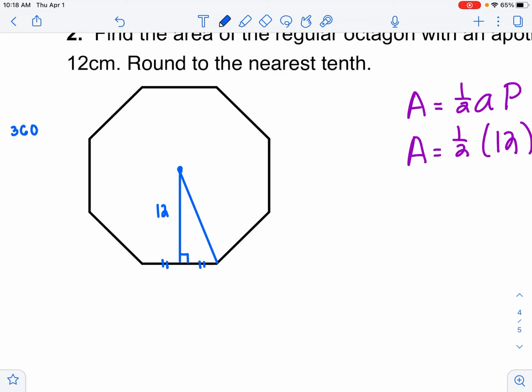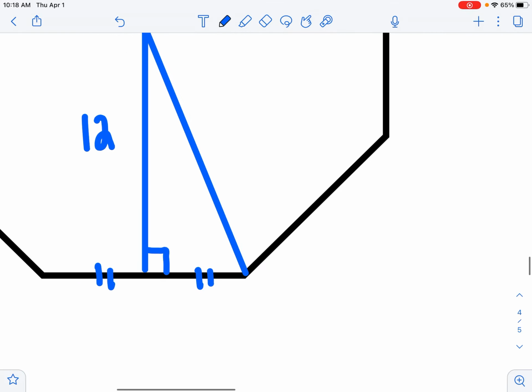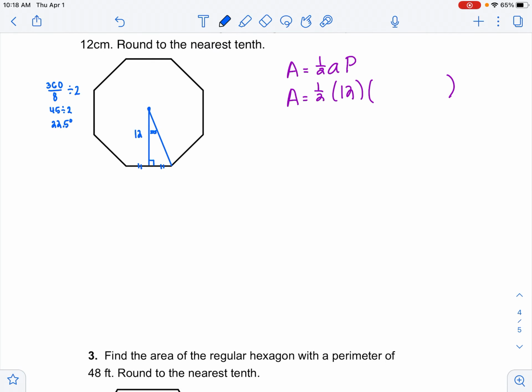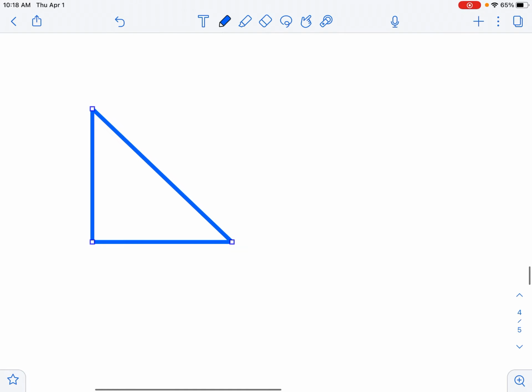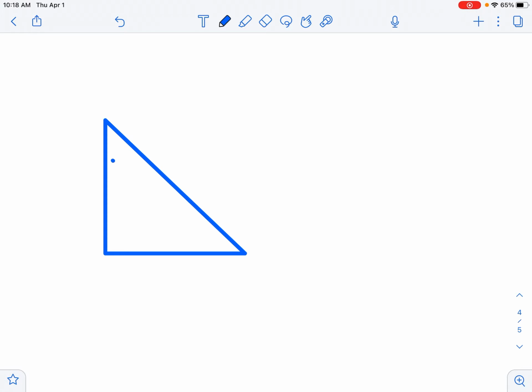I'm going to do 360 divided by the number of sides, which, since this is an octagon, is 8, and then divide that answer by 2. So 360 divided by 8 is 45 degrees. 45 divided by 2 is 22.5 degrees. So this angle inside here is 22.5. You see how it's smushed? That's why I like to sometimes draw my triangle off to the side, because then I can make sure I get the 22.5 in there not smushed. And then this was 12.